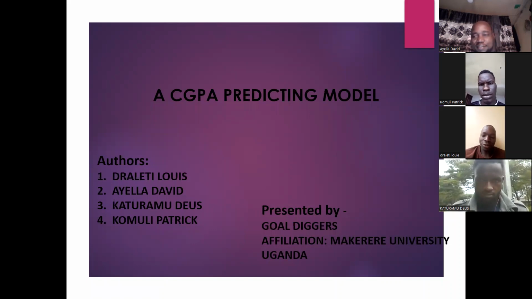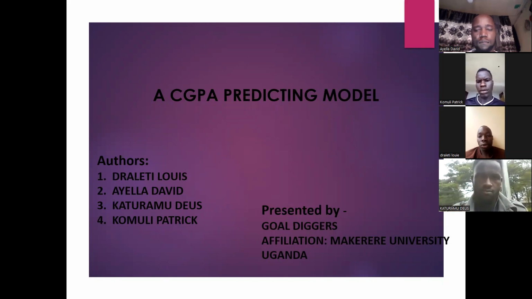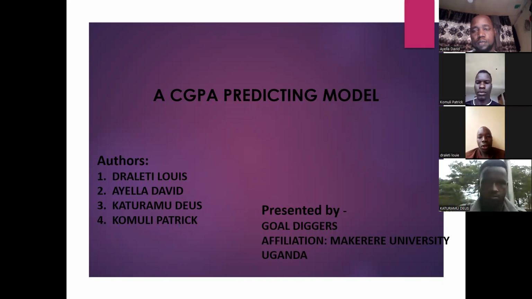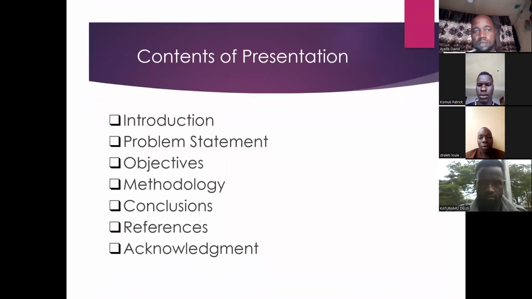So our project kind of changed from what we had earlier on. We had to fully pivot on the recommendation of our supervisor. So basically, I'm Luis, and then my other three colleagues, as you can see their names on their videos. So onto the next slide, basically what we are working on is a CGPA predicting model.